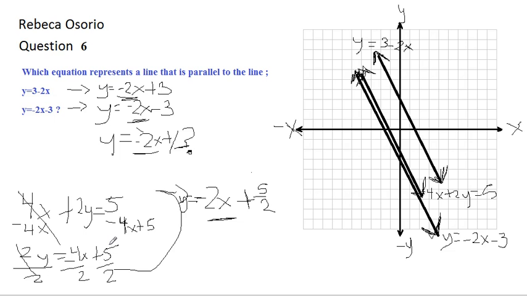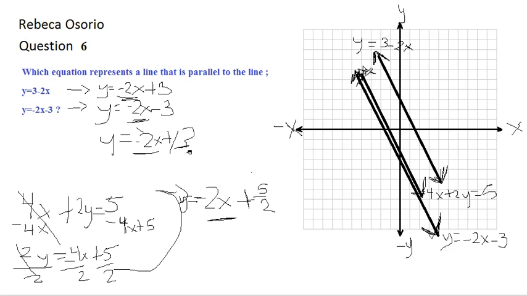And what you do to one side you do to the other, so you divide the 4x by 2 and the 5 by 2. So here I brought it over here, and what you end up with is negative 2x plus 5 over 2. As you can see, it's the same slope as the first two lines, which means that this line is parallel to the first two lines.